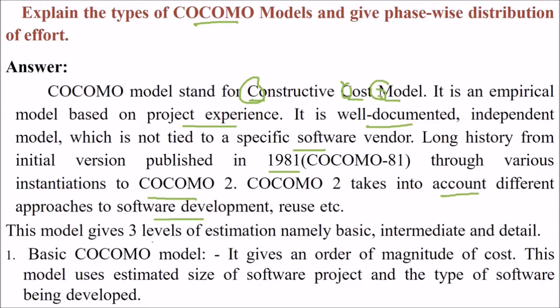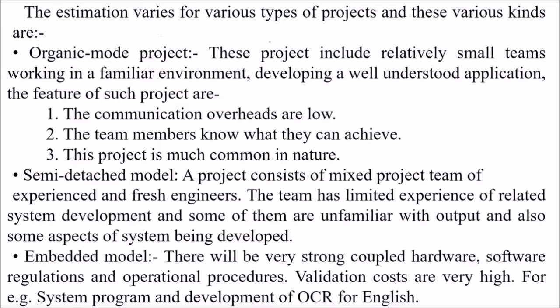This model gives three levels of estimation, namely the basic, the intermediate, and the detailed. The basic COCOMO model gives an order of magnitude of cost. This model uses the estimated size of the software project and the type of software being developed. The estimation varies for various types of projects, which can be categorized into three types: first is organic, then semi-detached, and then embedded. So the basic model divides projects into these three types.